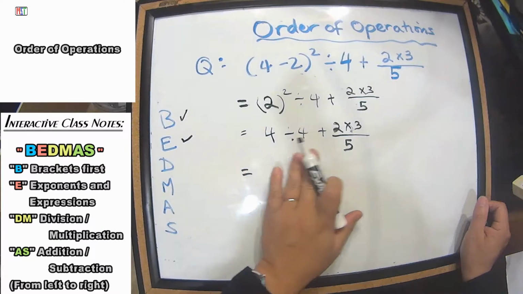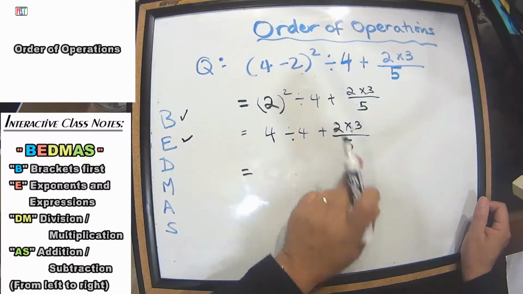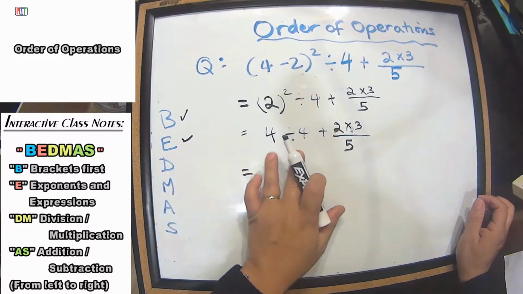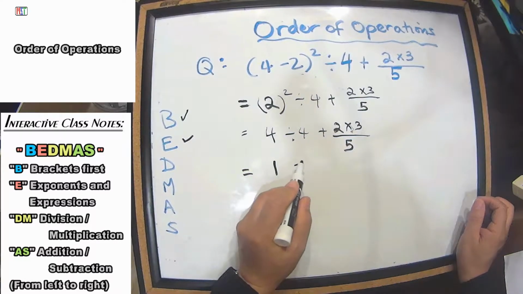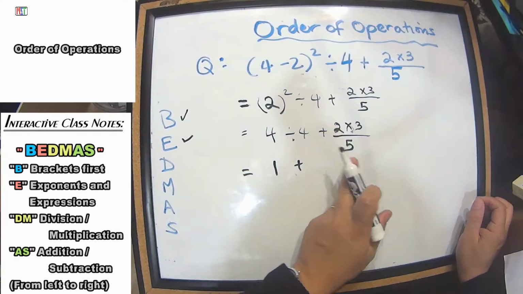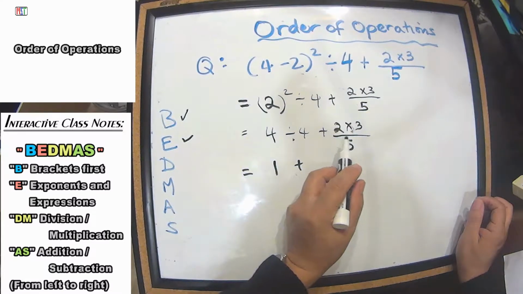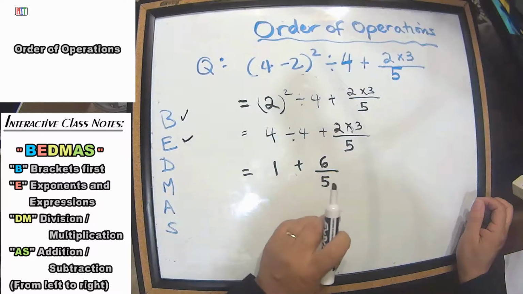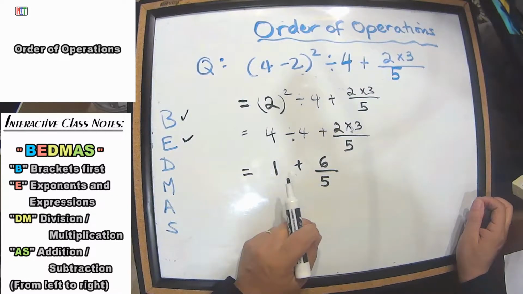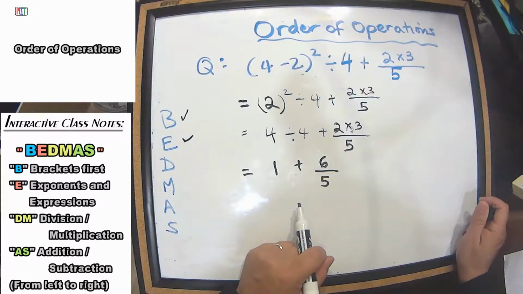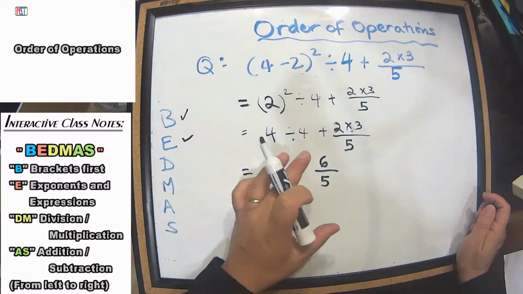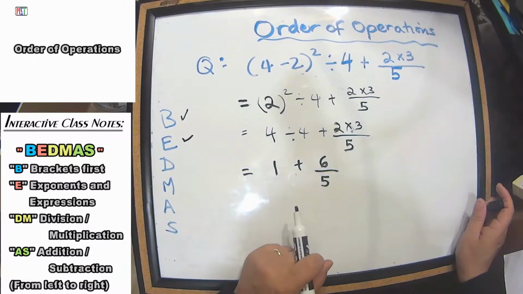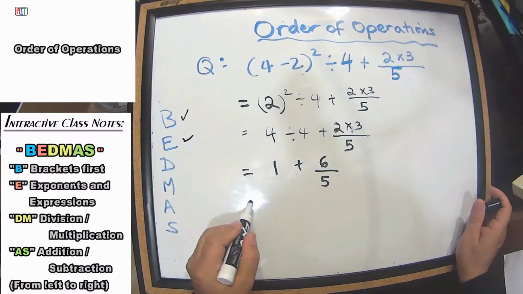Notice I have division and multiplication and another division. So from left to right. On the left side, division, 4 divided by 4 will give you 1. And then you have multiplication and then division. So we have 2 times 3 was 6, and over 5. Now we can divide 5 into 6, but that will give us a decimal if you want to convert into a decimal, or you can have a mixed fraction. But we'll just leave that for now.